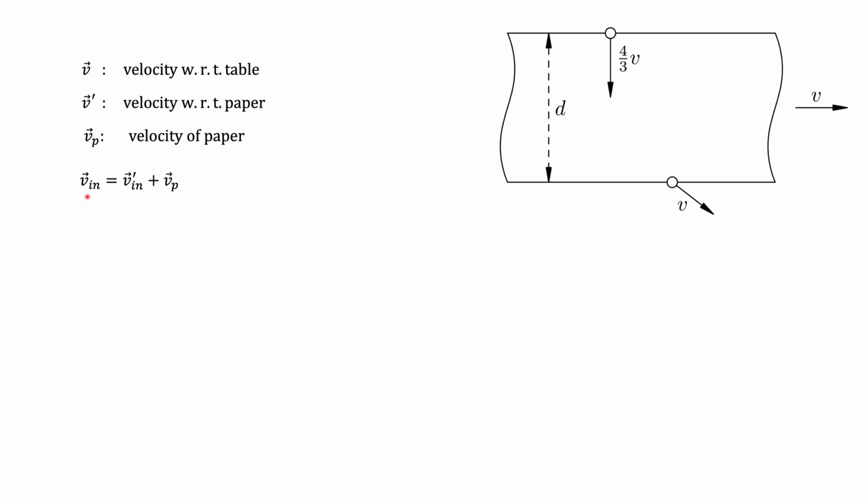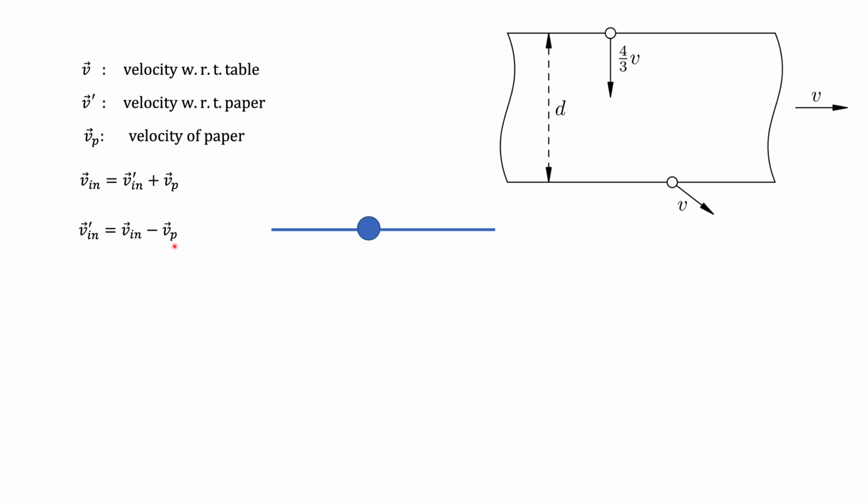So in our case, we know v in, the velocity with respect to the table. We know velocity of the paper, and we need to find this v prime. So we're just going to rearrange this equation. And now let's see what we're going to get.